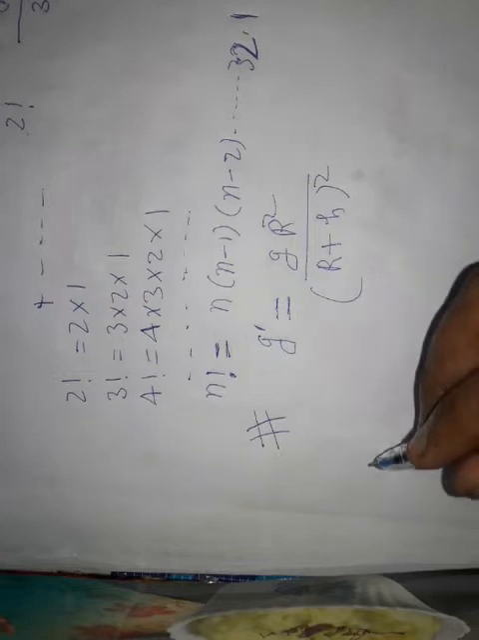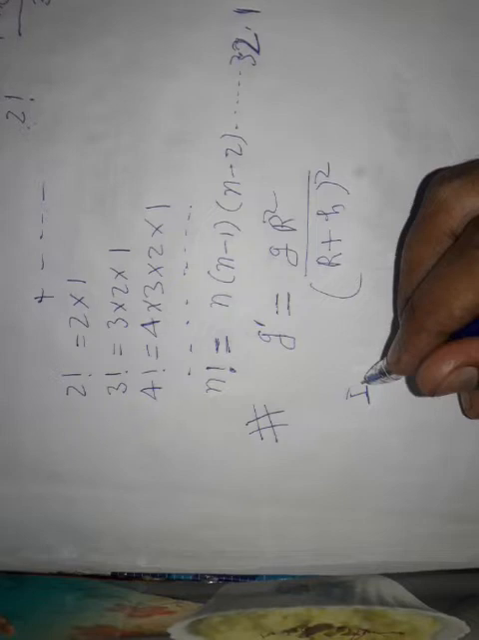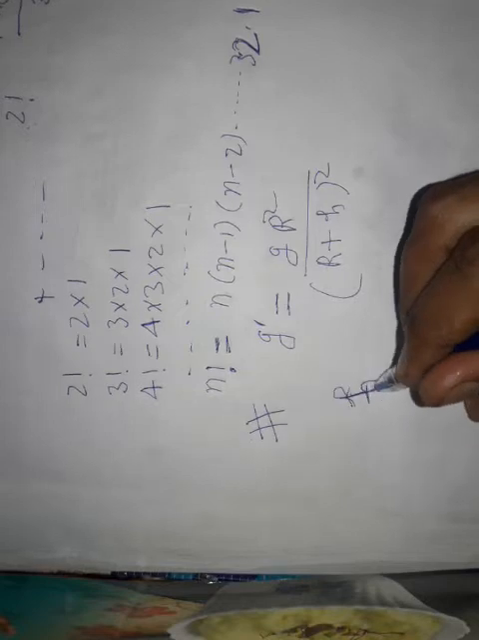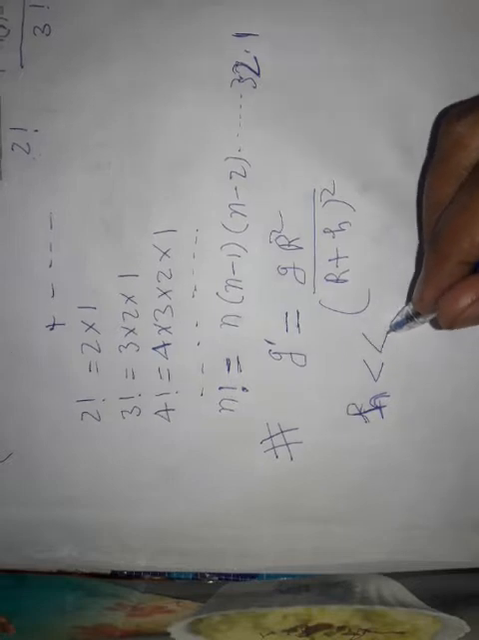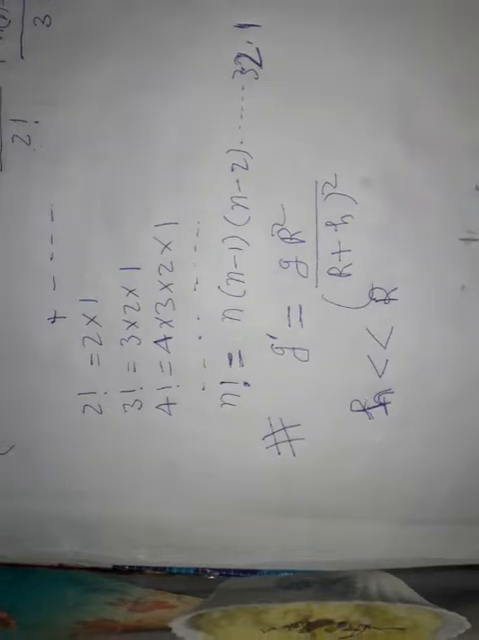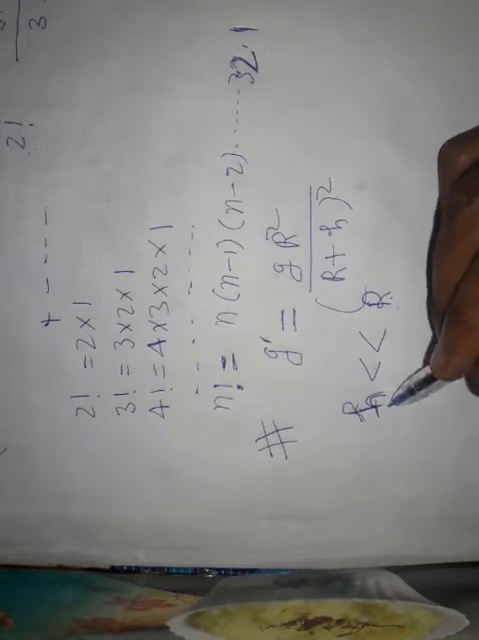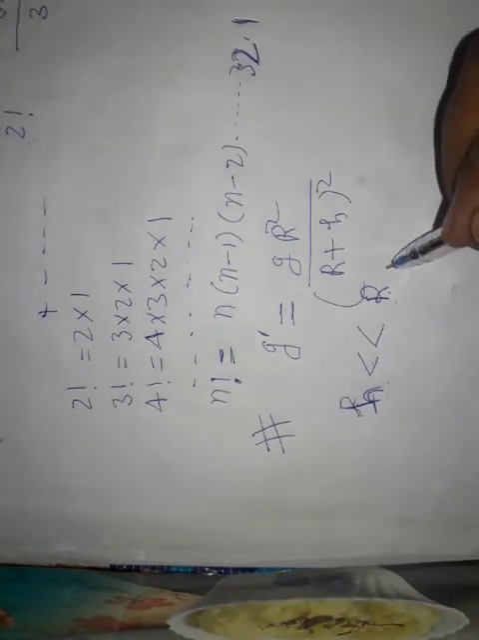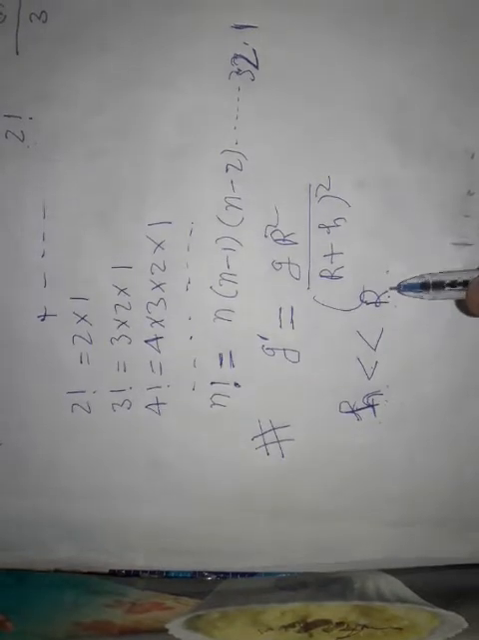So in case h is very small, h is very small, h is much less than capital R. Capital R is the radius of Earth and h is the height above the Earth's surface. So h is very small. In this case, we can say h is much less than capital R.